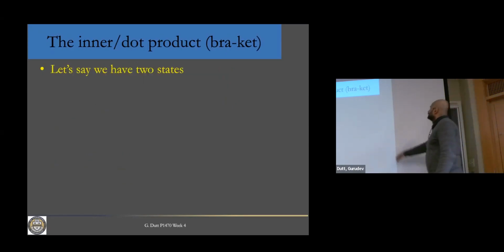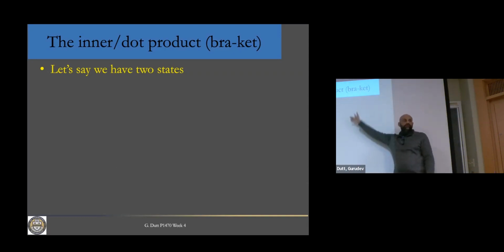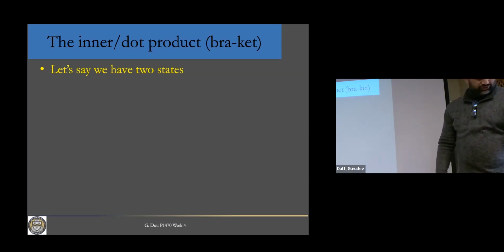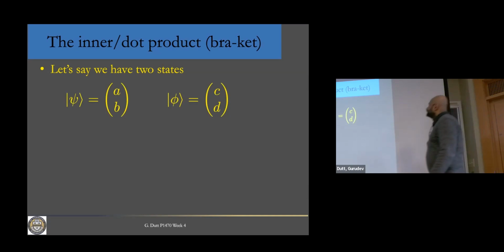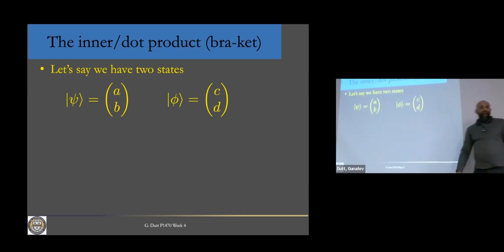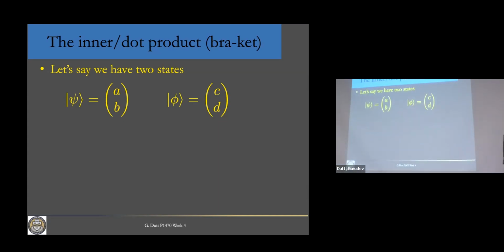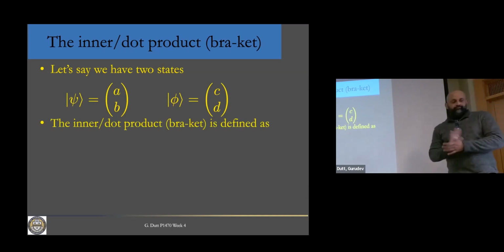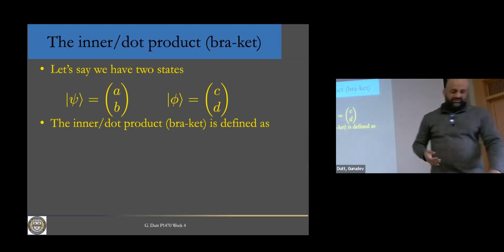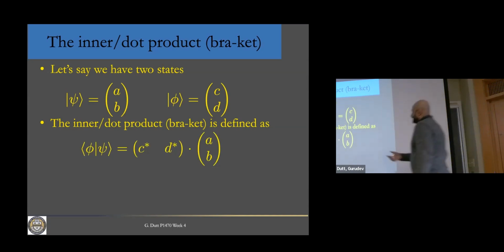So now we want to introduce the famous inner or dot product, which is where the names bra and ket vectors came from, representing the bracket. Good. So let's say we have two states. The first state is psi, which is the column vector A, B, and phi, which is the column vector C, D. We're assuming these are qubit states, so everything is normalized. The inner product, or I'll call it the dot product, is defined as bra phi, ket psi. So bra phi acting on ket psi.